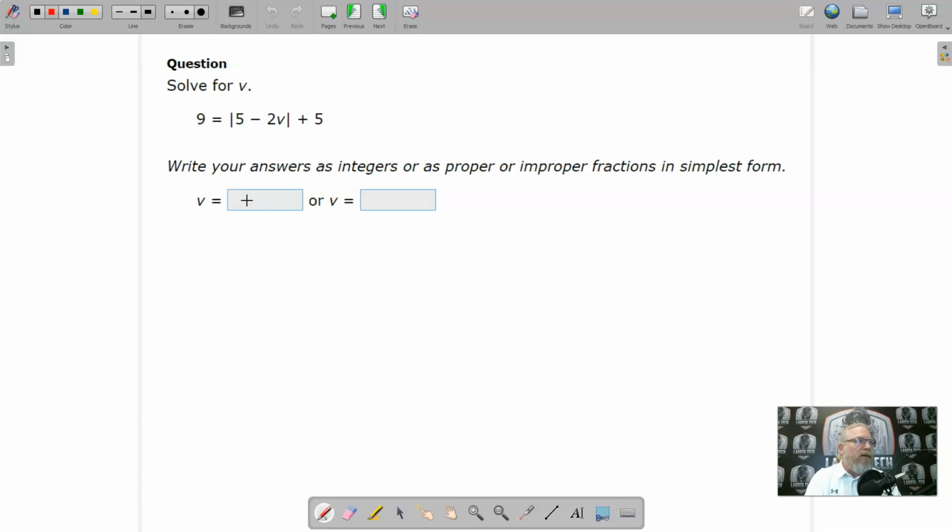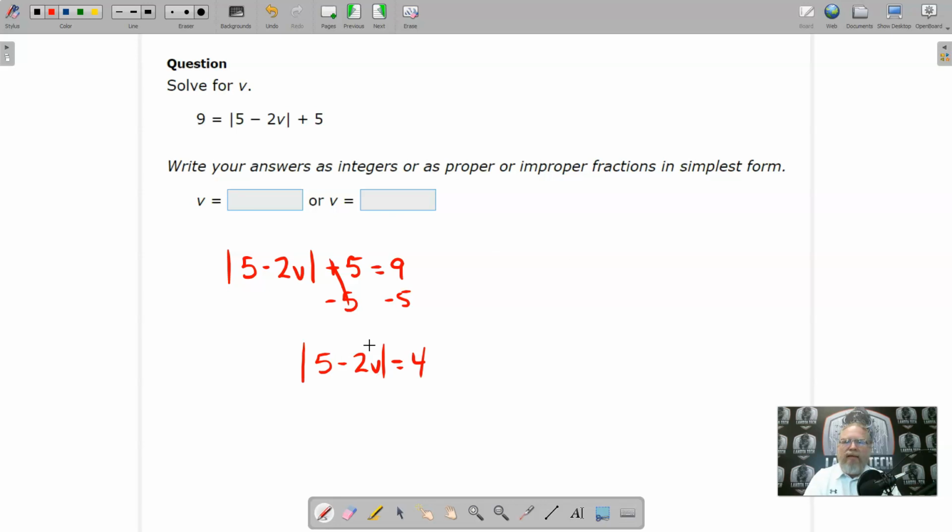So on the next one, we have, again, I like my absolute values on the left, the absolute value of 5 minus 2v. Going to add 5 to that, and that should equal 9. So let's go ahead and subtract 5 from each side. Those 5's cancel, and I end up with the absolute value of 5 minus 2v equals, and 9 minus 5 is 4. There we go, get my absolute value sign in there. Am I good to go? Yep, I'm good to go.